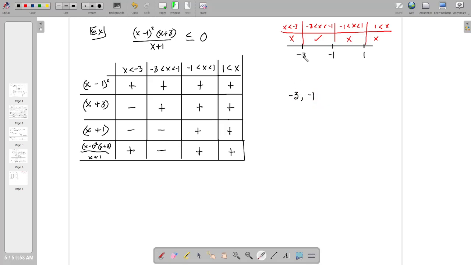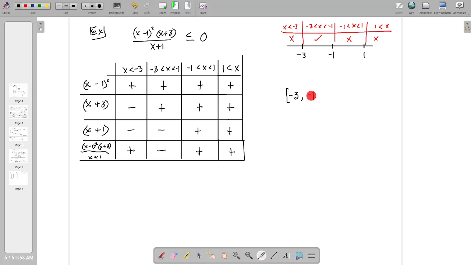Well, -3, we are less than or equal to 0, but we need to make sure that -3 satisfies this inequality. So if we plug in -3, we get a positive number here times 0 divided by -2. So something times 0 divided by -2 gives us 0. So we do include -3. So we have a bracket.